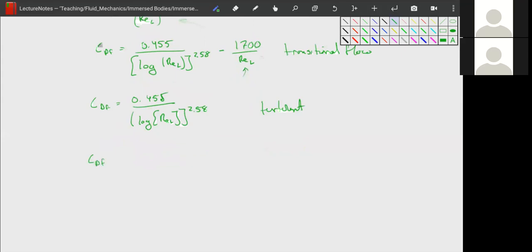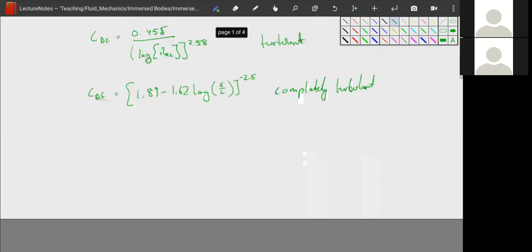And then CDF is equal to, it gets a little complicated here, 1.89 minus 1.62 times the log of E over L. Remember our old friend roughness? Yep, they're back. Raised to the negative 2.5. And this is completely turbulent. And you notice there's no Reynolds number in this expression. The reason is that, just like with pipe flow, once we reach a certain point, the drag coefficient, which is similar to the friction coefficient, is independent of Reynolds number and only a function of E over L.